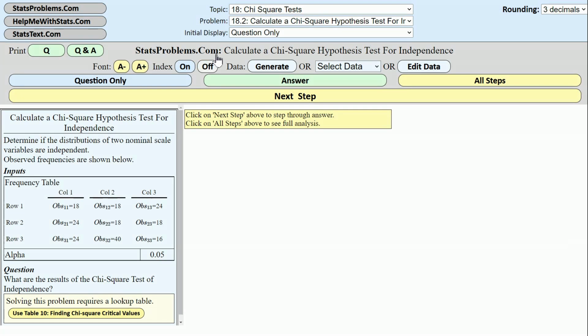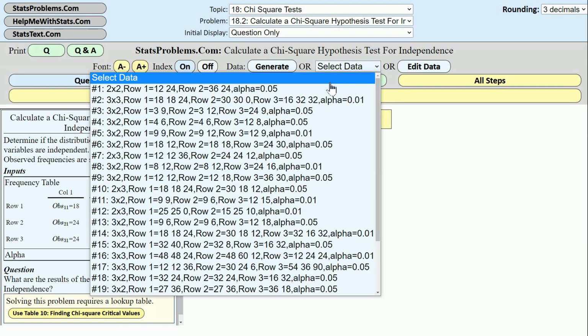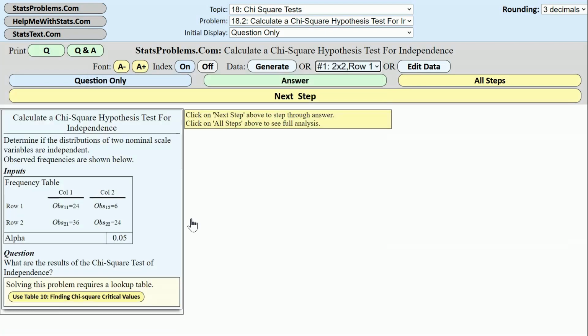Statsproblems.com was used to create this tutorial, which can help us calculate a chi-square hypothesis test for independence. Let's begin by selecting one of the 25 example problems. The question appears in the blue box. Determine if the distributions of two nominal scale variables are independent.